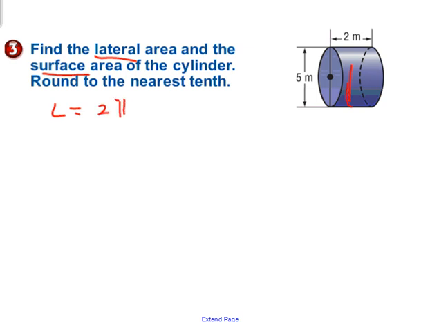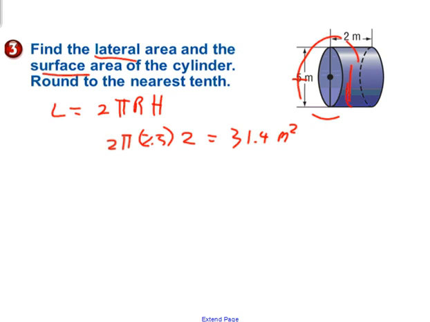So I'm going to say the lateral surface area is equal to 2πr times the height. So it's 2π. The radius in this case would be half of 5, or 2.5, times the height, which is 2. So I'm going to do that on my calculator here. I've got 2 times pi times 2.5 times 2 for the height, and I get 31.4 meters squared, which is the surface area around the outside.